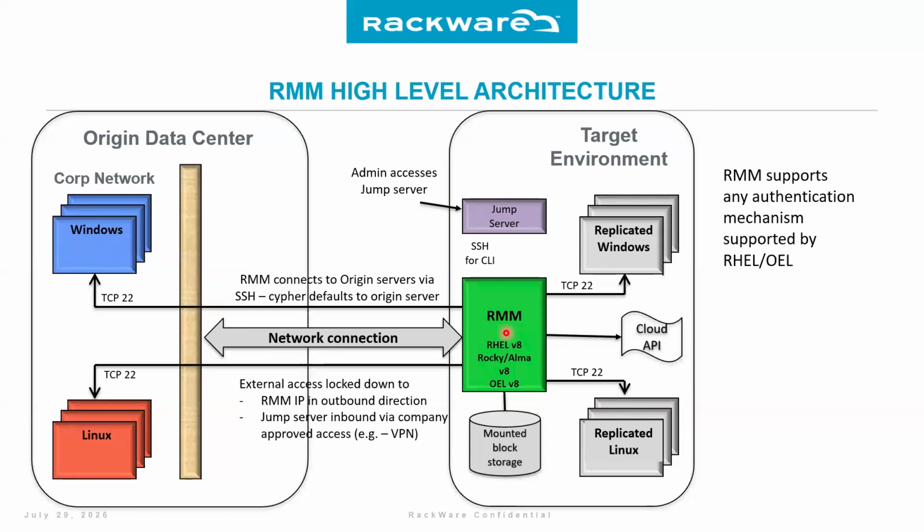Now, with the 7.7 UI, the entry point is a source server. So you add a server as a source server on the RMM, and then as part of adding that server, you specify what operation you would want to run.